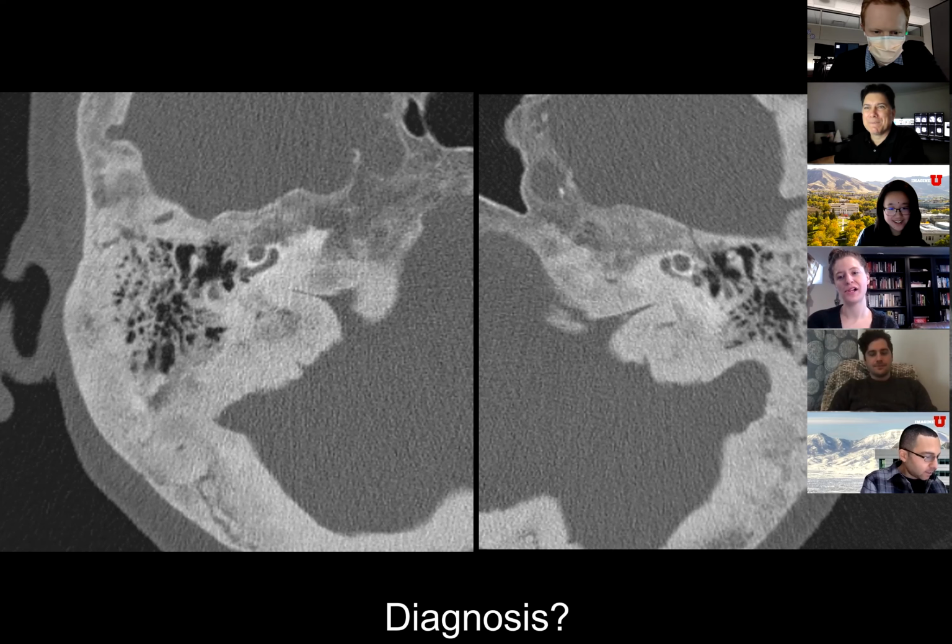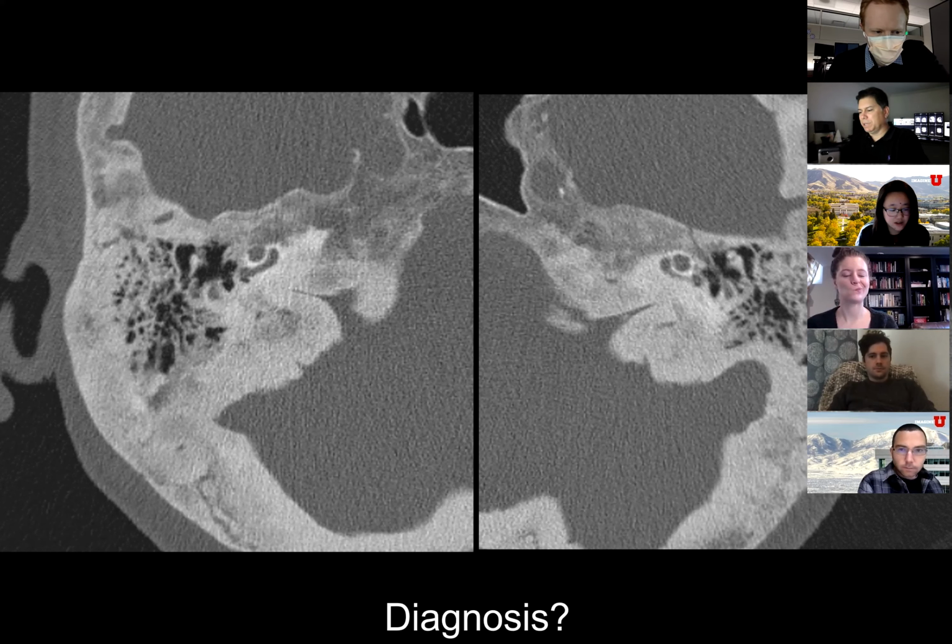Okay, so we have an axial CT of the temporal bone, and the calvaria is expanded, and there's ground glass opacity within the calvarium. So the thing that I'm thinking about is fibrous dysplasia.